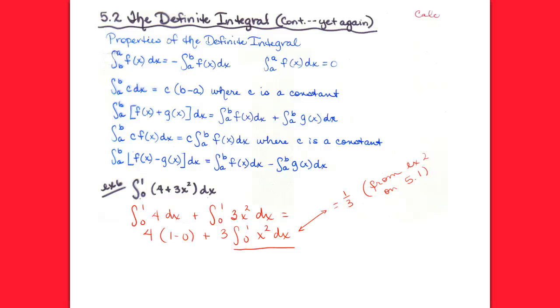So that first piece we found was 4. For the second piece, we pulled our constant out in front and got it out of our way, and then we used the problem we had already worked in example 2, section 5.1, for which we had gotten an answer of 1/3. And so 4 plus 1 is going to give us 5.